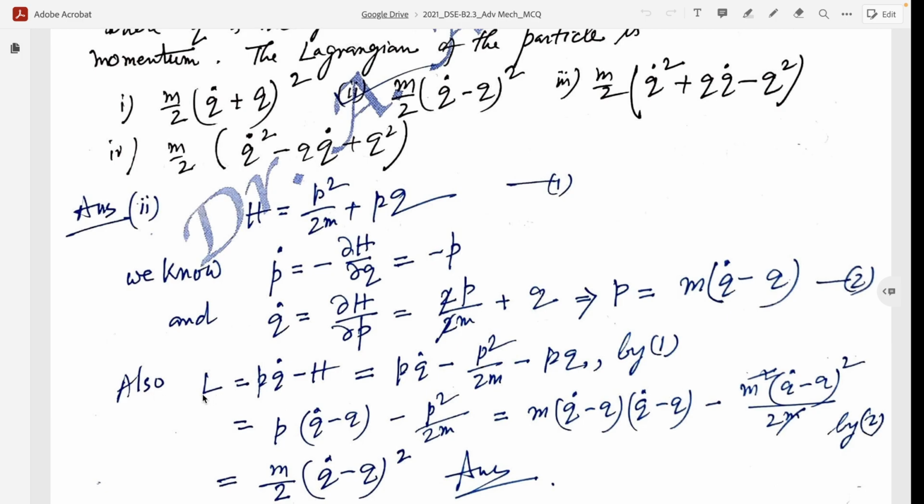Also, we know that the Lagrangian L equals p q dot minus H. So p q dot minus H, from equation 1 we put this in, and after simplification we get m by 2 times (q dot minus q) whole squared.